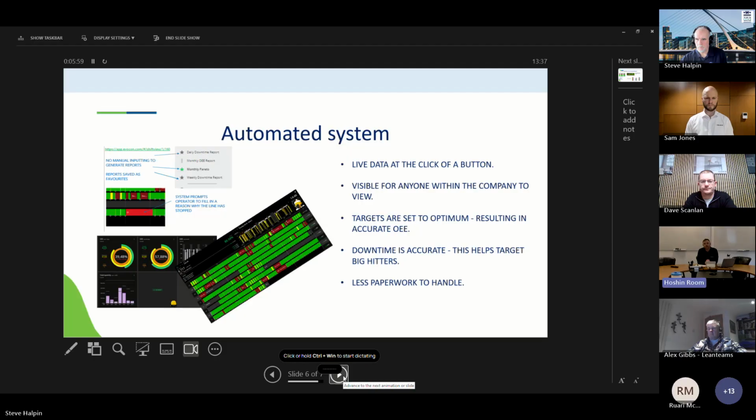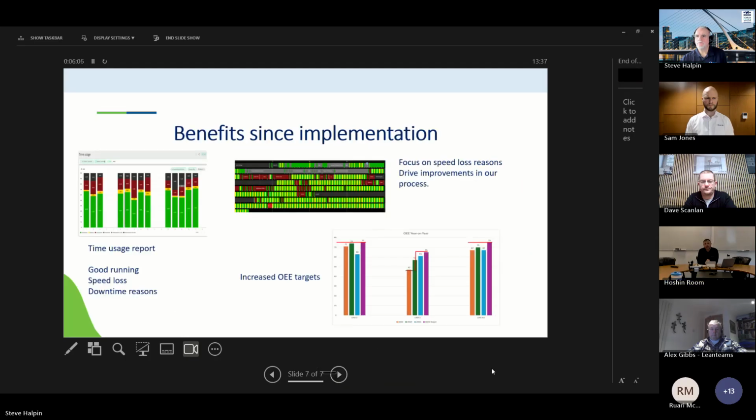I suppose some of the big benefits, so you can move on there, Steve, please. Since implementing it, we were able to put a focus on some of our big hitters, and some of them, which were unknown to us, was our speed loss.